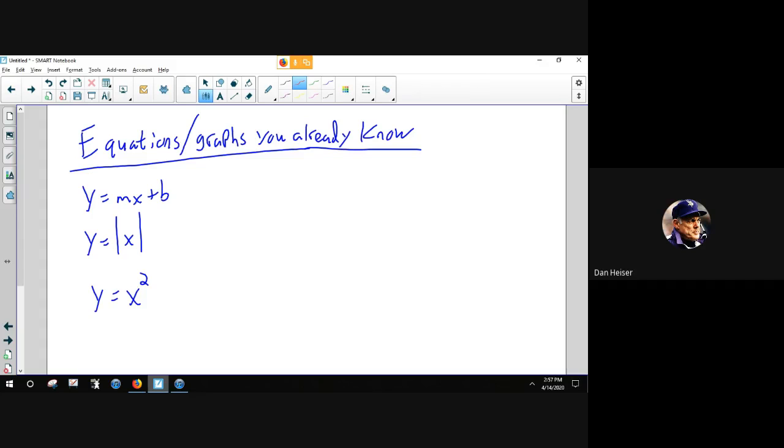You are familiar with y equals mx plus b. You know that as a line, and we looked at that earlier in the year. Y equals absolute value of x. In Algebra 1, you spent some time looking at that function, that equation. And then you also did a little bit with y equals x squared, which you know as a parabola.